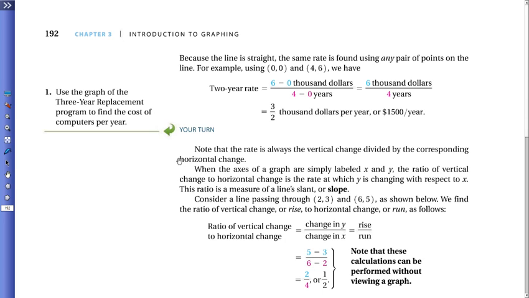So they're still talking about that same example. So using the graph of the 3-year replacement program to find cost of computers per year, we could make some decisions, and it's based on those comparisons and rates and slopes, right? We're going to get to that.